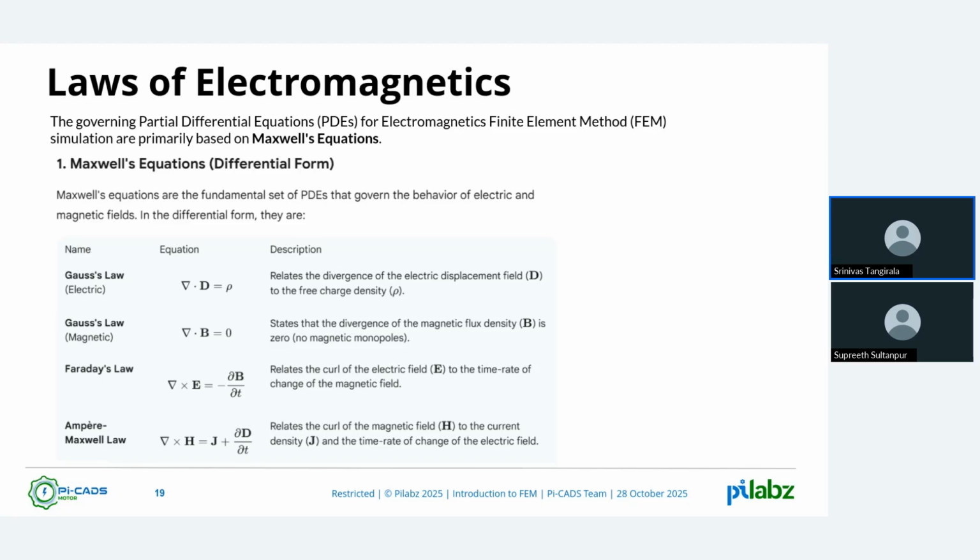So bear with me. It states that electric charges actually emanate from point charges. So these are all basically from the electric field.